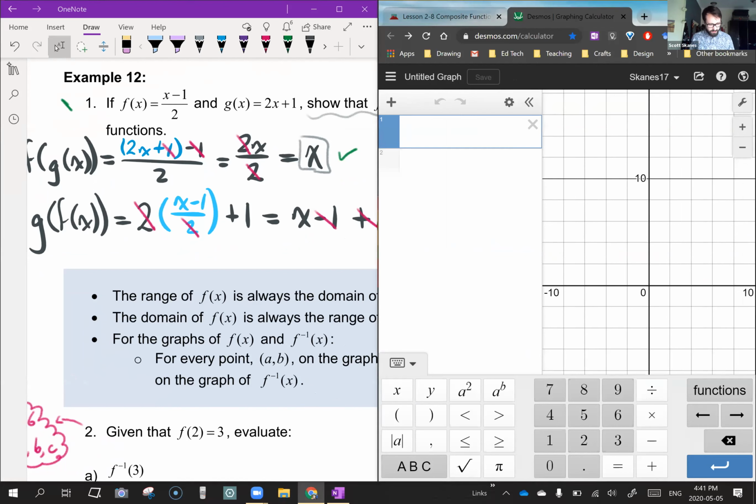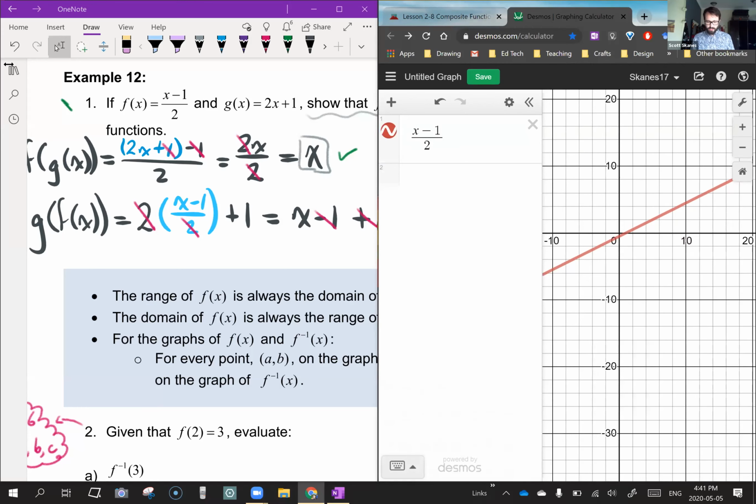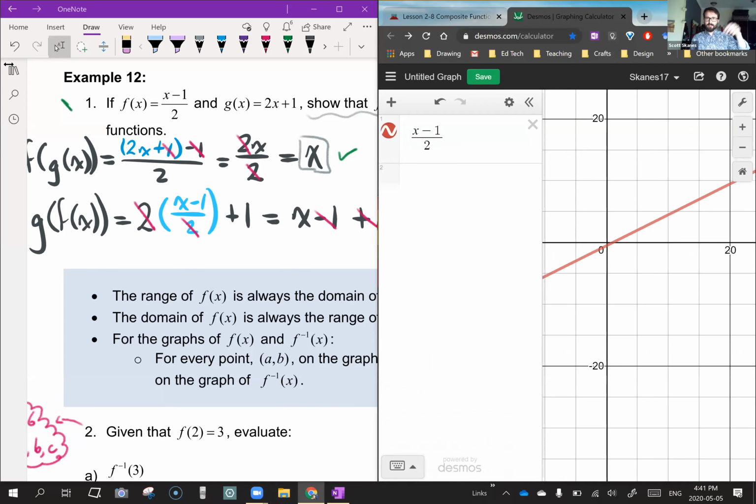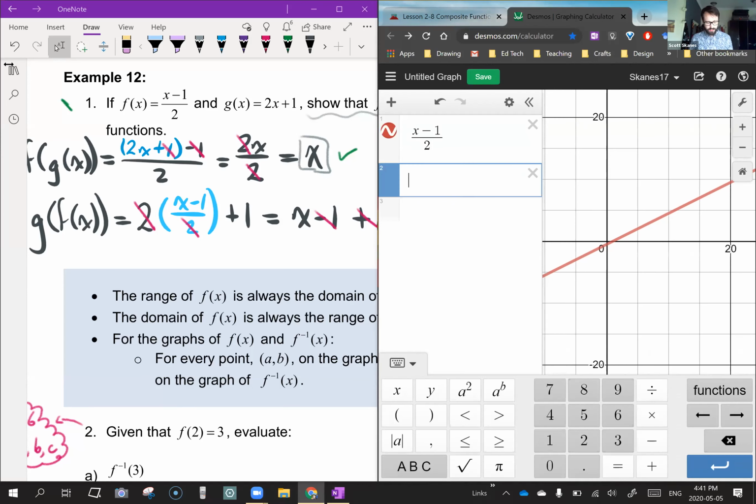Okay, let's graph this. I'm going to graph x minus 1 over 2. Sometimes my screen is crazy, so bear with me. X minus 1, oops, I need a fraction. X minus 1 all over 2. So that looks like this. Big surprise, it's a line. Okay, fine. No problem. The interesting thing, at least it should be interesting, let's graph 2x plus 1.